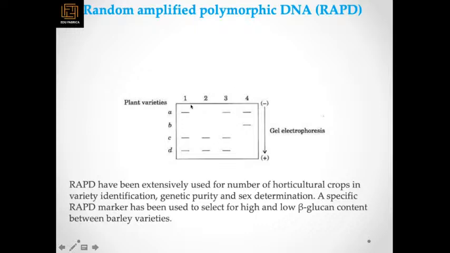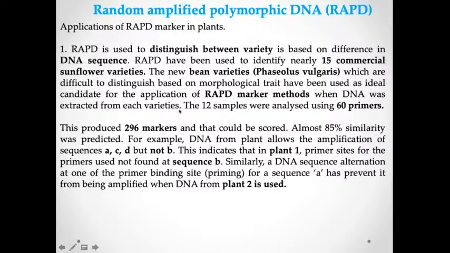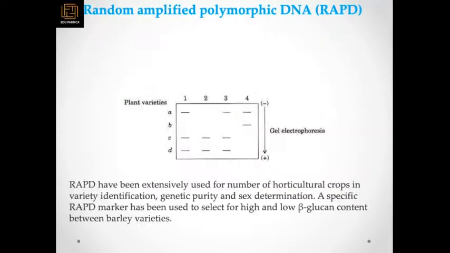So in plant A, when we put them for amplification, the sequences A, C, D have been amplified, whereas B was not. But in the second case, A and B were both not amplified, whereas the third is the same case as the first one in the plant variety, and in the fourth one C and D were not identified. So that's the main difference.